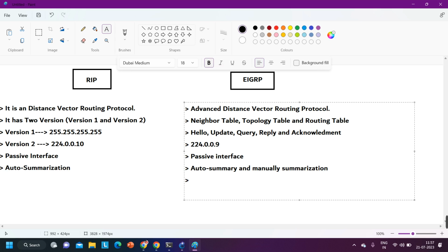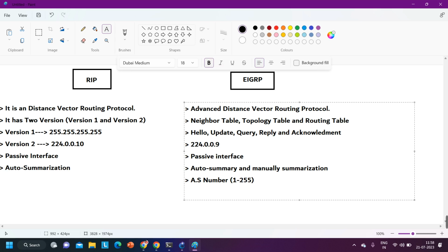Then what is the concept in EIGRP, guys, apart from this? AS number. Yes, AS number. What is the AS number range of EIGRP? 1 to 65535. We can configure this autonomous system number.